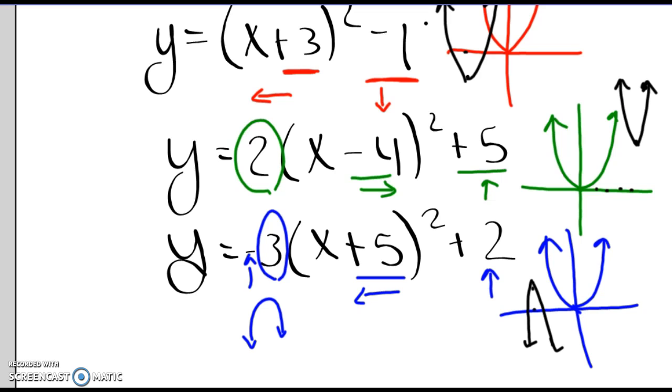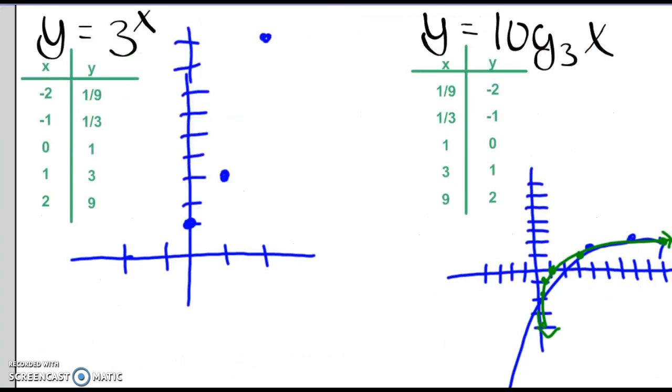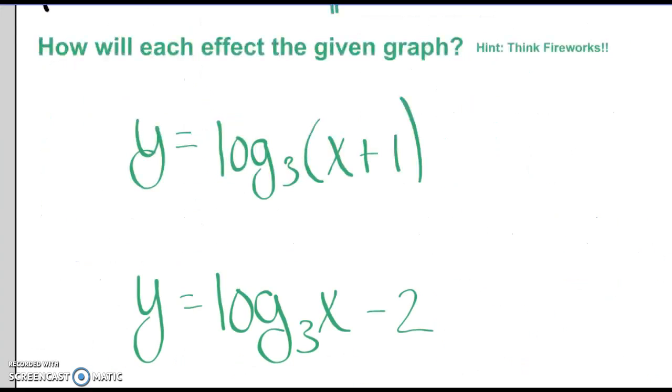Now I'm going to fast forward. How will each of these affect the given graph? Well, hint, think about transformations.